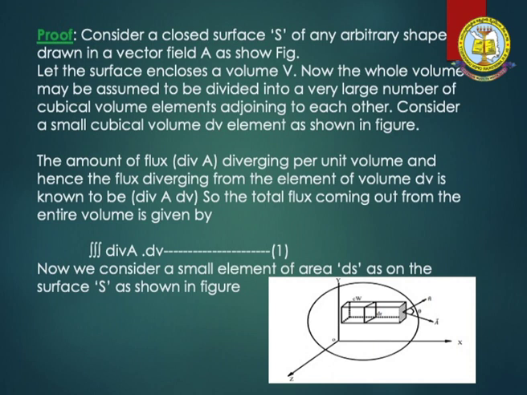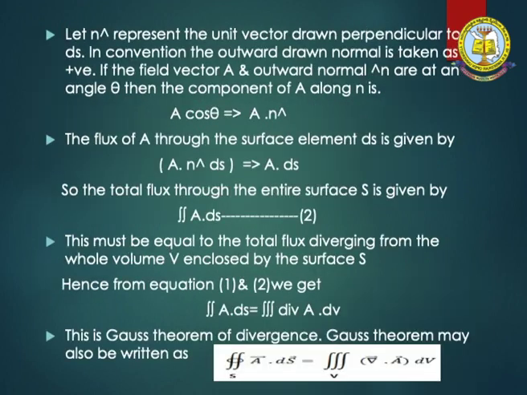The volume element dv is given by div A into dv. So, the total flux coming out of the entire volume is given by the volume integration of div A into dv. Now, consider a small area ds on this surface S, as shown in this figure. This is the total surface S, and the small area is ds, with the vector A and the perpendicular direction n cap at an angle theta. Let n cap represent the unit vector drawn perpendicular to ds.